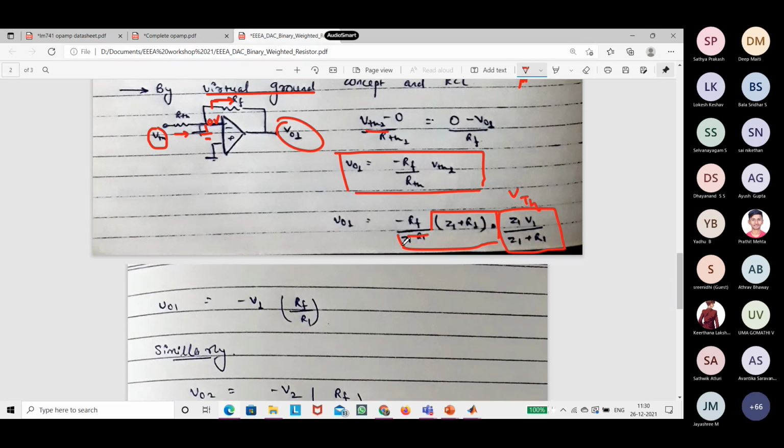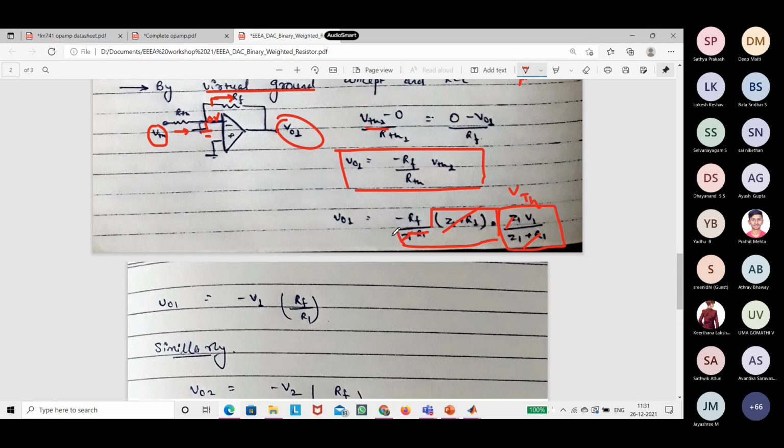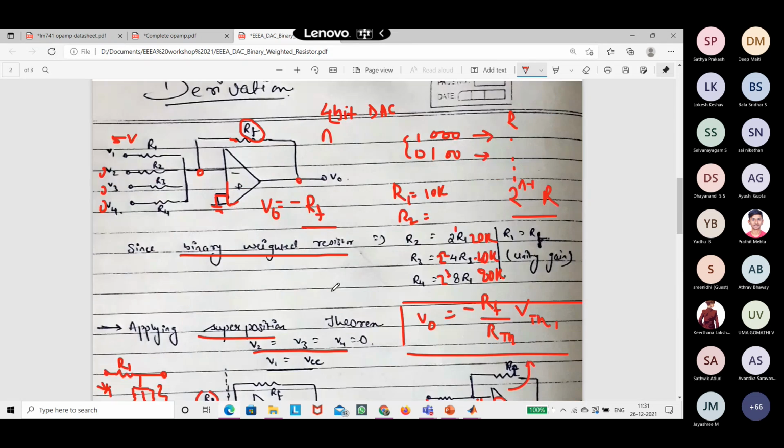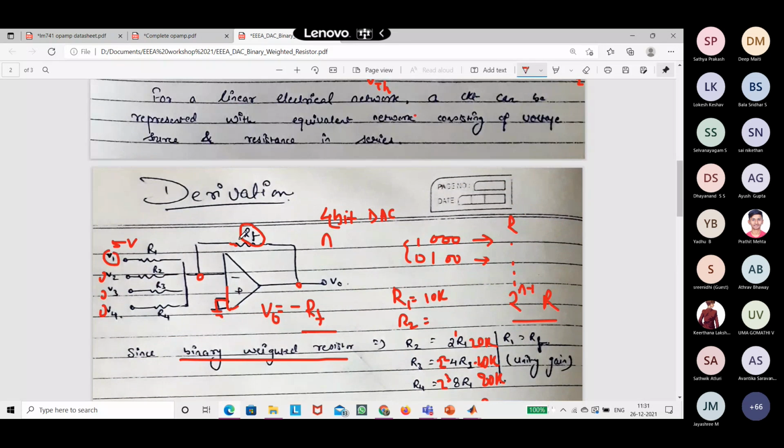And now if you see, this Z1 plus R1 will be cancelled out by this, the Z1 will be cancelled out by this. So at the end, you have the first output voltage as minus of RF by R1. So that is being connected to V1, right? This is the RF, this is the R1.